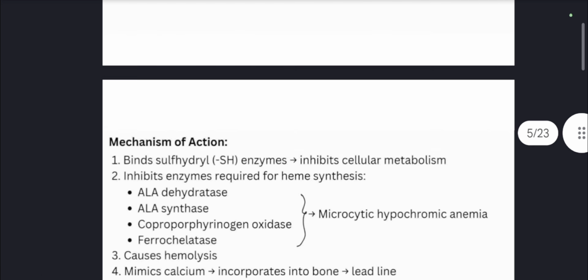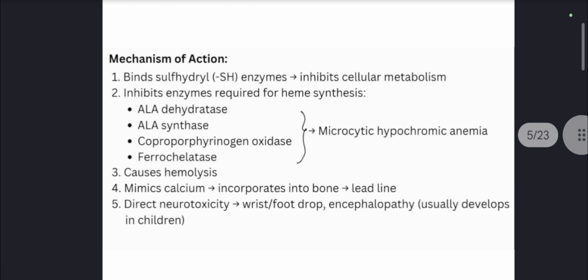Moving ahead, mechanism of action. It is very important. It binds with sulfhydryl enzymes and inhibits cellular metabolism. Arsenic has the same mechanism. It binds with sulfhydryl enzymes, which inhibits cellular respiration, if you remember. Second, it inhibits the enzymes required for heme synthesis.